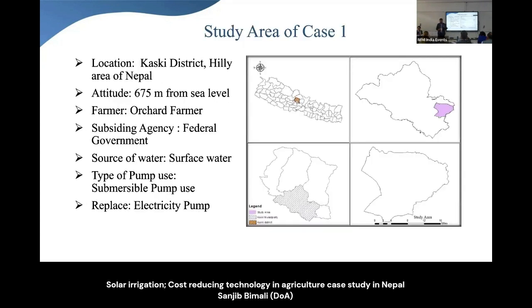So with this, I want to start with my cases. I have done cases in hill areas where the altitude is 650 meters above sea level. The farmers grow orchards there, and it's a subsidy program from the federal government. The source of water is surface water, and the pump type was a submersible pump, which replaced the electric pump there. Next, please.